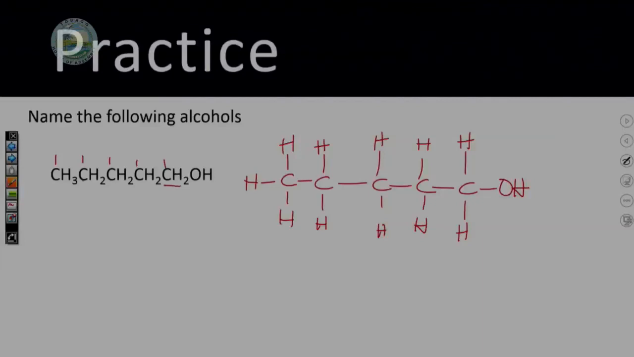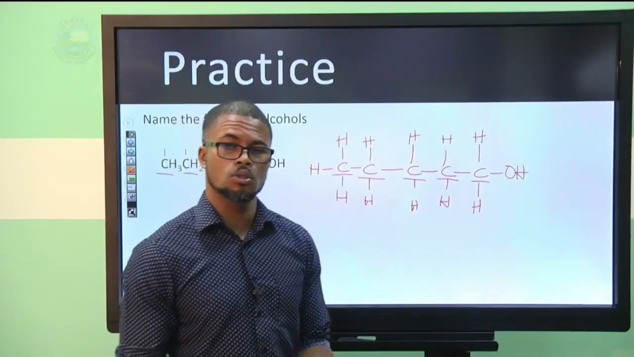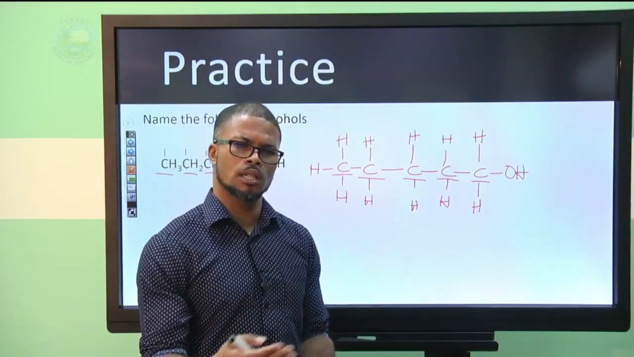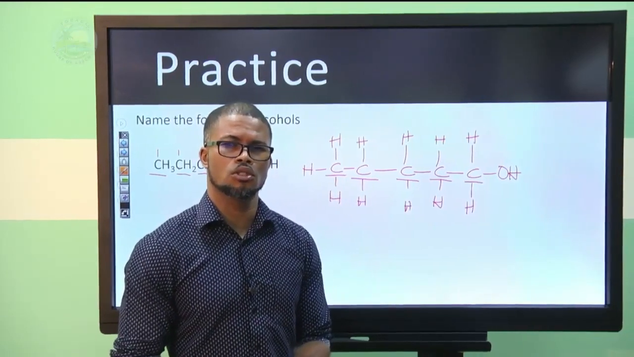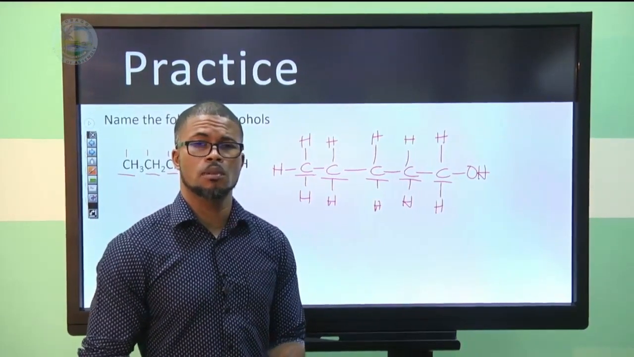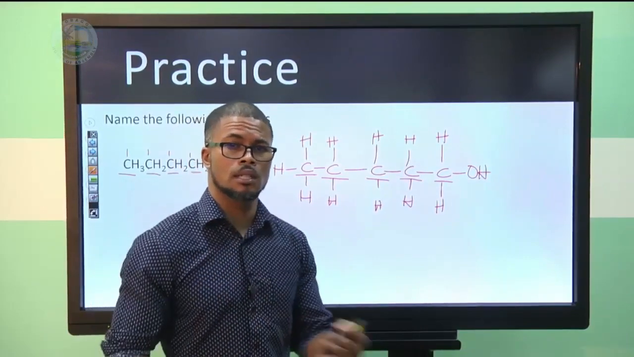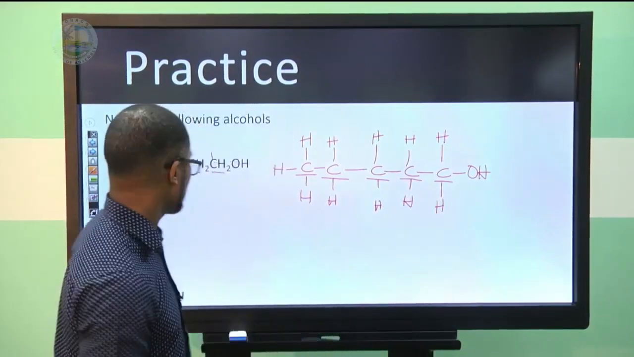So the CH2 represents this one here. The second CH2 represents this one. The third represents this one. The fourth represents this one. And of course, the last one represents this one. Okay? So if ever you have any problems with your condensed formula, what is advised is to draw it out again in the fully displayed structural formula, and you can be guided from there accordingly.